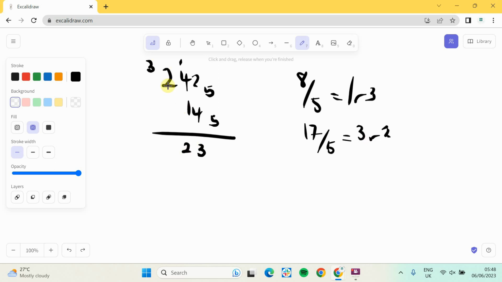4 times 2 is 8. 8 plus 3 is 11. So 11 divided by 5, that's 2 with the remainder of 1. So I'll drop the 1 and carry over 2, right? Because there's nothing else to multiply, I'll just bring down the 2. Right, 1 times 2 is 2, 1 times 4 is 4, 1 times 2 is 2, right?